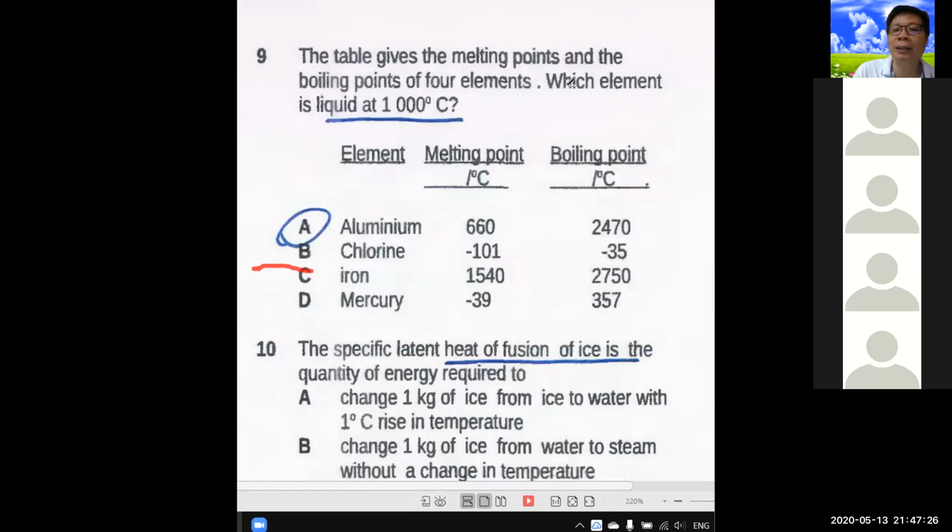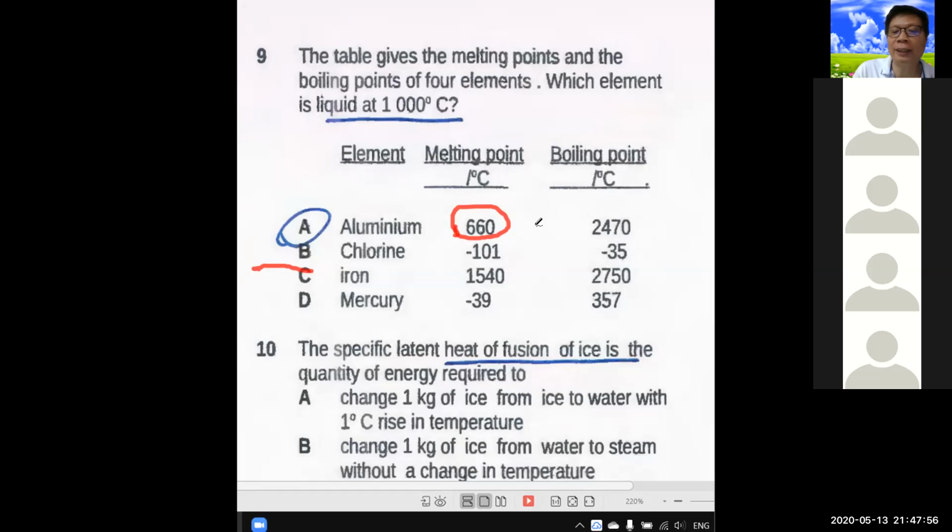Now the question: which element is a liquid at 1000 degrees? A liquid means that at 1000 degrees it is already melted. So the answer is here. Because the melting point 660 is lower than 1000, it is already melted, isn't it? So it's already liquid, but not yet boiling, because the boiling point of 2000 is over 1000, so 1000 is in between. So it's in liquid form.